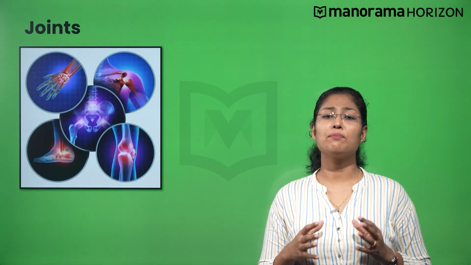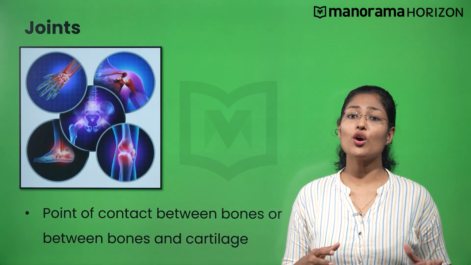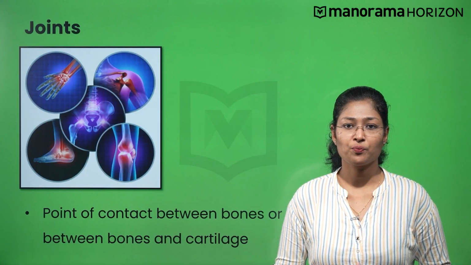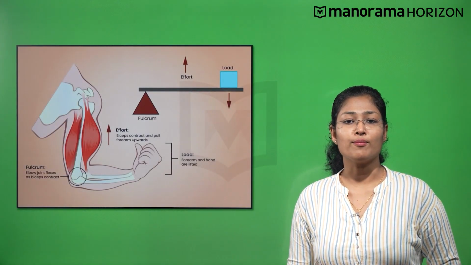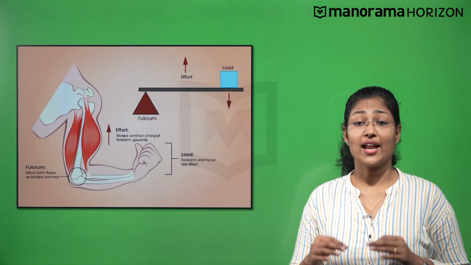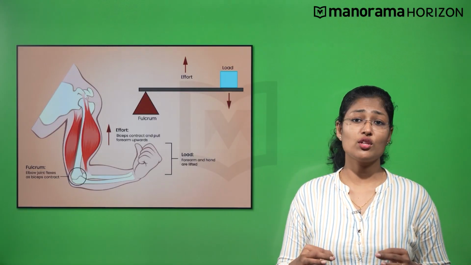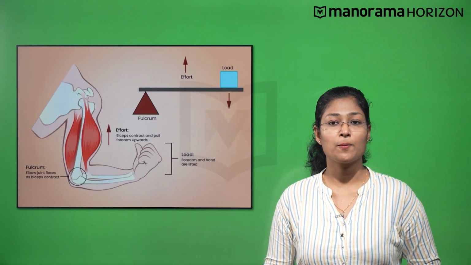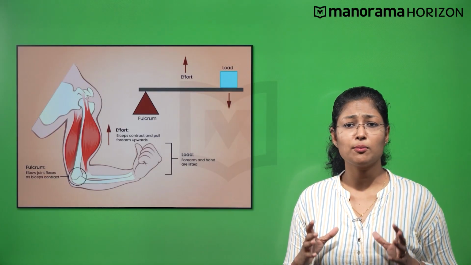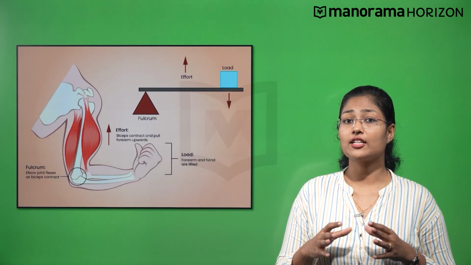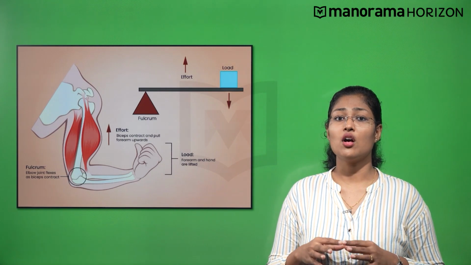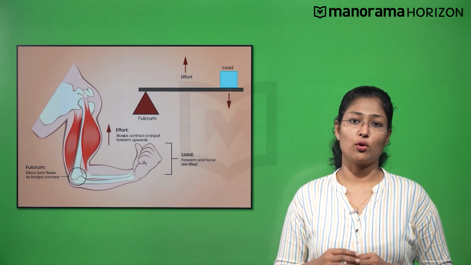They are simply the point of contact between bones or between bones and cartilage. During each body movement, a force is generated, and this force is transferred to the joints for effective movements. Have you ever heard of the term fulcrum? The fulcrum is an anatomical structure that acts as a point of support.